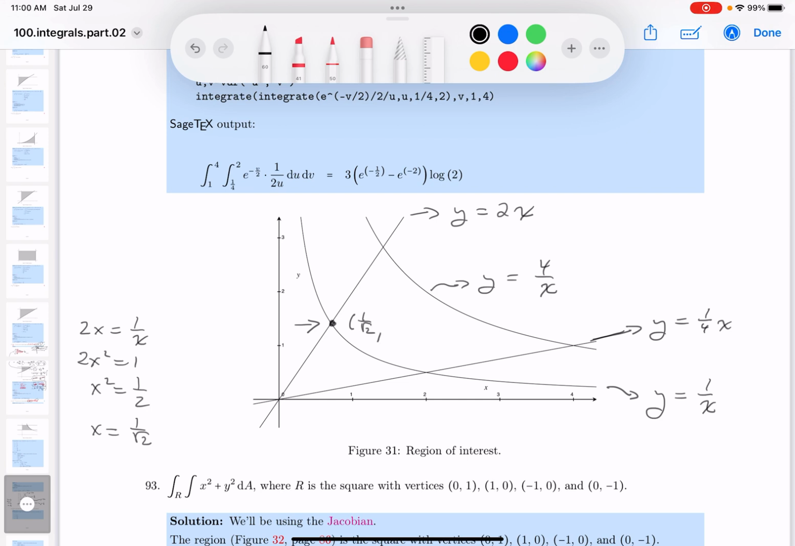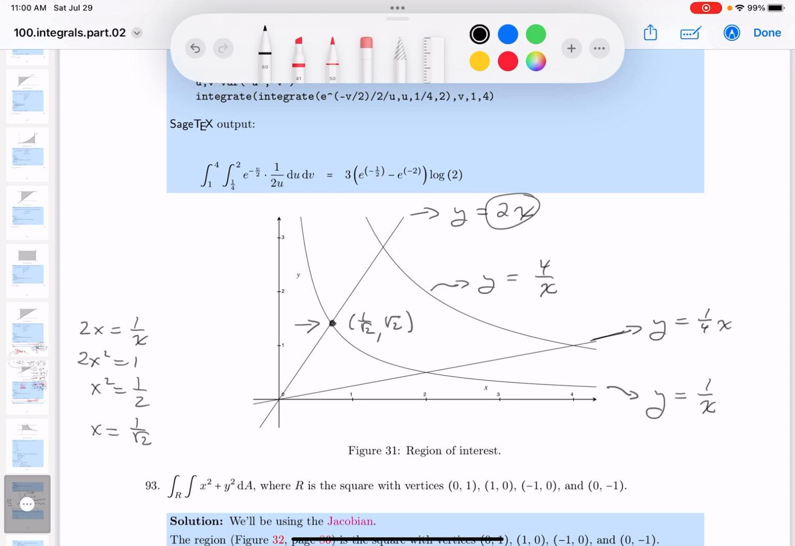Okay, let's get the y value. What's the y value going to be? You just plug it in. Where would you plug it in? Wherever you want. I'm going to plug it in here. Probably the easiest place to plug it in. You get 2/√2, which is simply just √2.